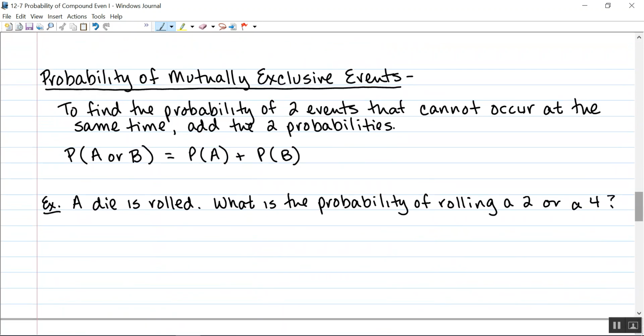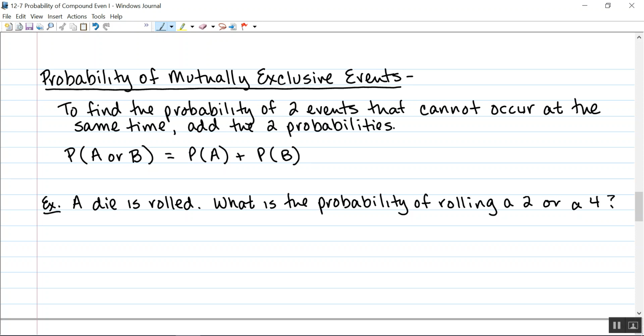Our next situation is the probability of mutually exclusive events. To find the probability of 2 events that cannot occur at the same time, we're going to add the 2 probabilities. So the probability of A or B happening is the probability of A happening plus the probability of B. Notice this time I'm only doing one thing. I'm only drawing, like for example, one marble or one thing happening. So what's the probability of this happening or that happening?